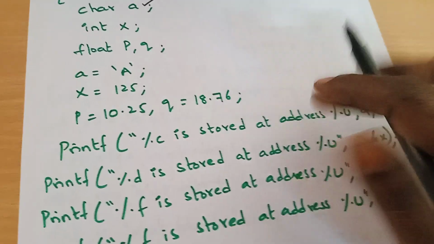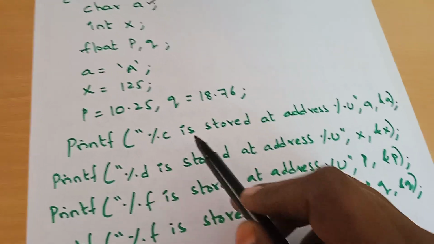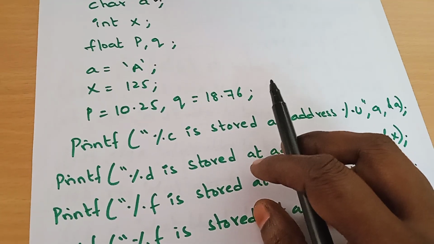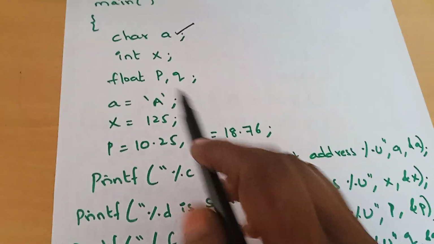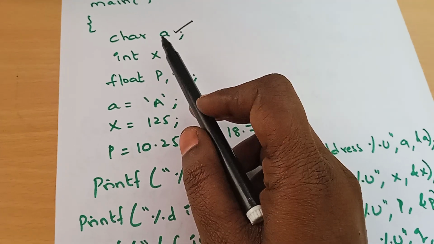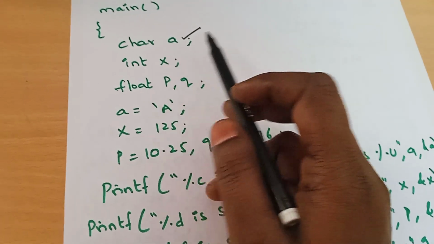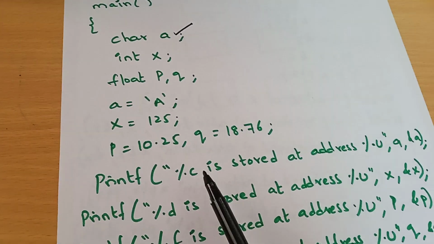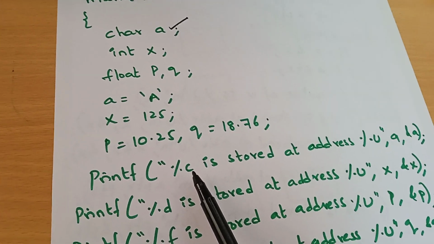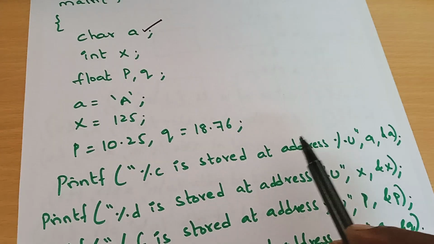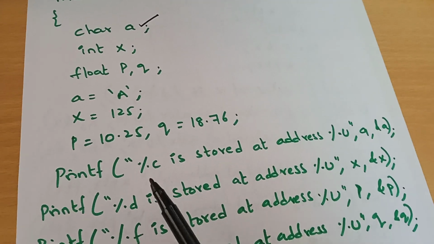Now let's see. "%c is stored at address." In the previous video, I told you very clearly, the moment we give this instruction in the program, memory will be allocated to the variable. Now let's see in which address the first character is stored. So how to know this?